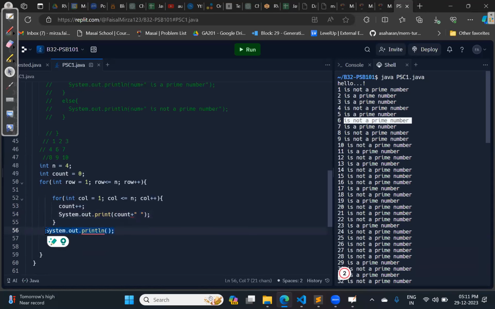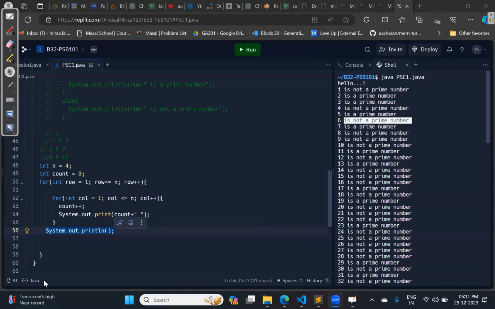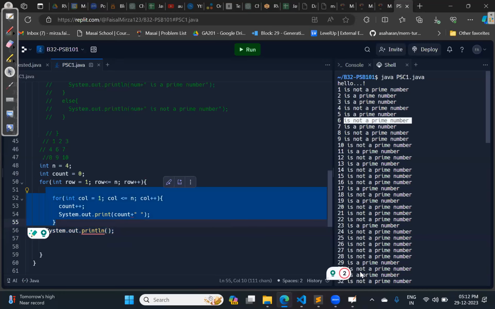What is the role of this line number 56, println? What exactly does it do? It takes the control to the next line. After performing this, whatever the for loop is here, this loop is running from 1 to 4, right? It will print in this way, 1, 2, 3, 4. Then we'll take the control from here to here.